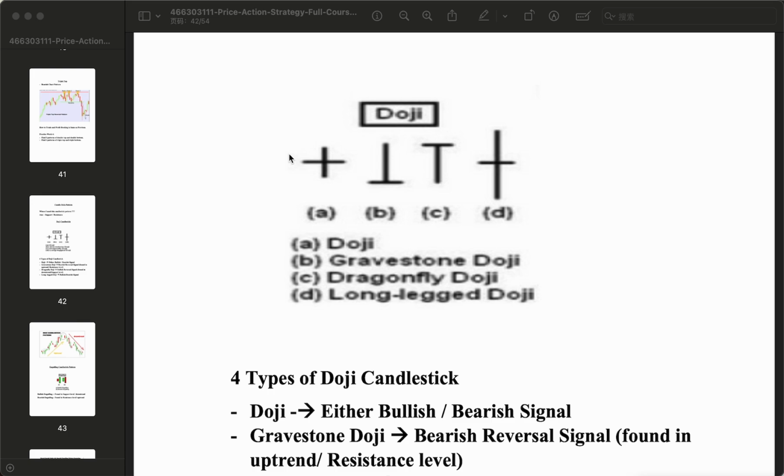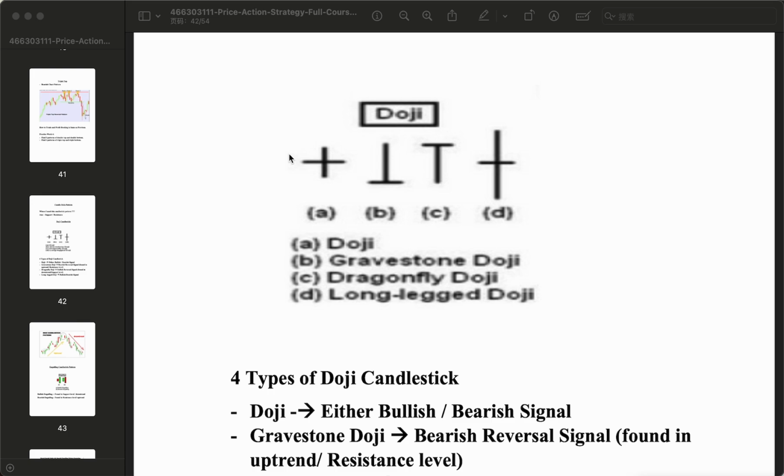There are four types of Doji. A is the Doji, the most common one. B is the gravestone Doji. C is the dragonfly Doji, and D is the long leg Doji. In the last episode, we talked about B and C. As you can see from the name, the gravestone doesn't reflect very positive information. It is rather negative, because it gives you a bad sense of the price signal.